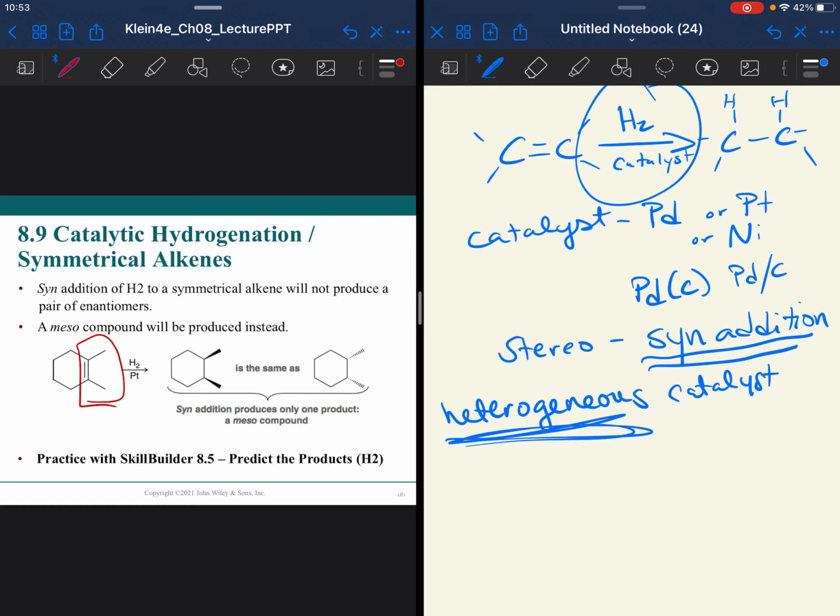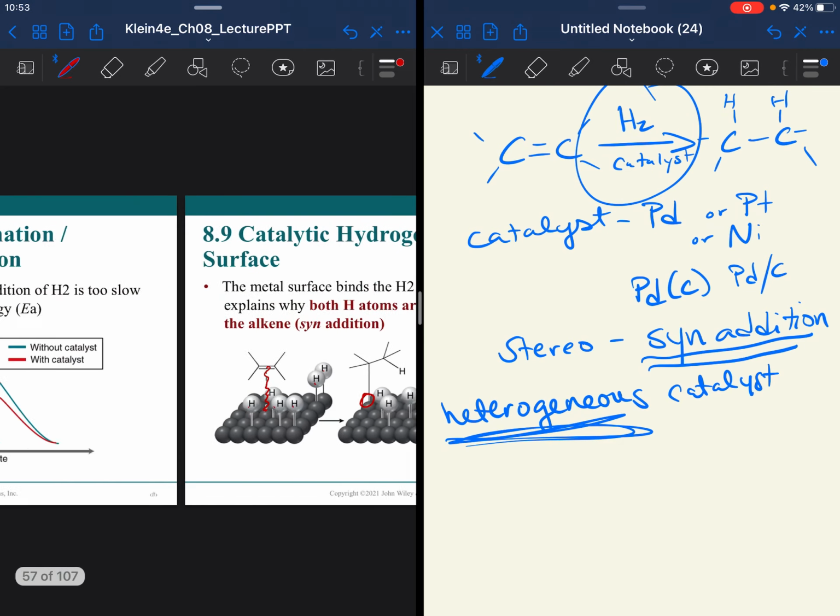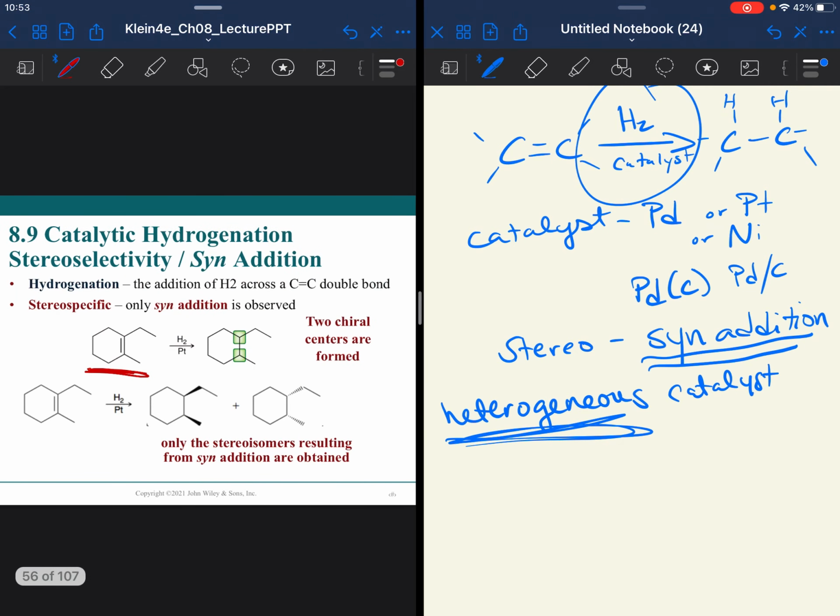Either wedged or dashed. In this particular product, it's a meso, so they aren't enantiomers of each other. They're just the same. Whereas in this example, there are two chiral centers, but you don't have that internal plane of symmetry. So you actually do make two enantiomeric products.